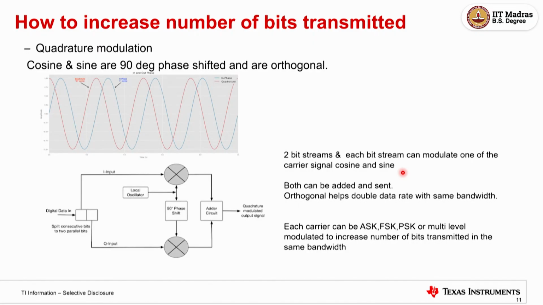So what does it entail? We saw that I take a bit stream and modulate a carrier frequency. Now what I will do is take two bit streams, and the carrier frequency is not a single carrier frequency.